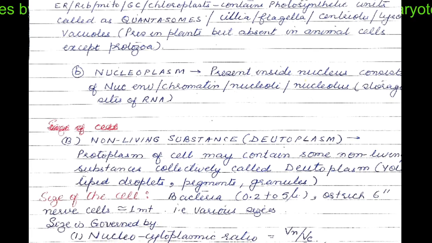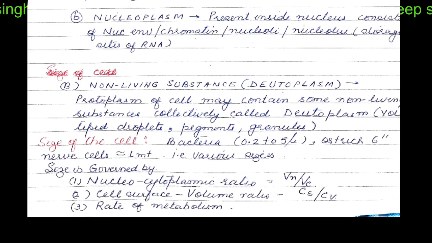Nucleoplasm is the part of the protoplasm which is present inside the nucleus. It contains nuclear envelope, chromatin, and nucleoli. Nucleoli, as you know, are the seat of RNA production. Thus, protoplasm contains non-living substance also, which is called deutoplasm. All the non-living substances are collectively called deutoplasm, such as lipid droplets, pigments, granules, minerals, and other substances.